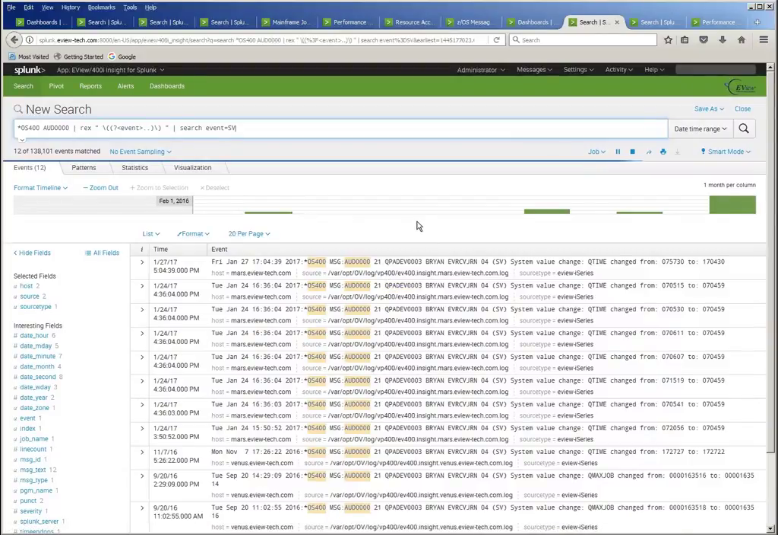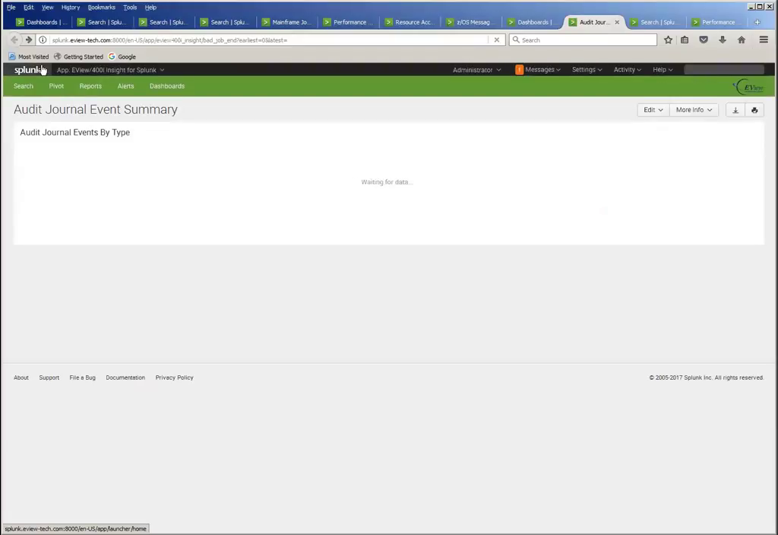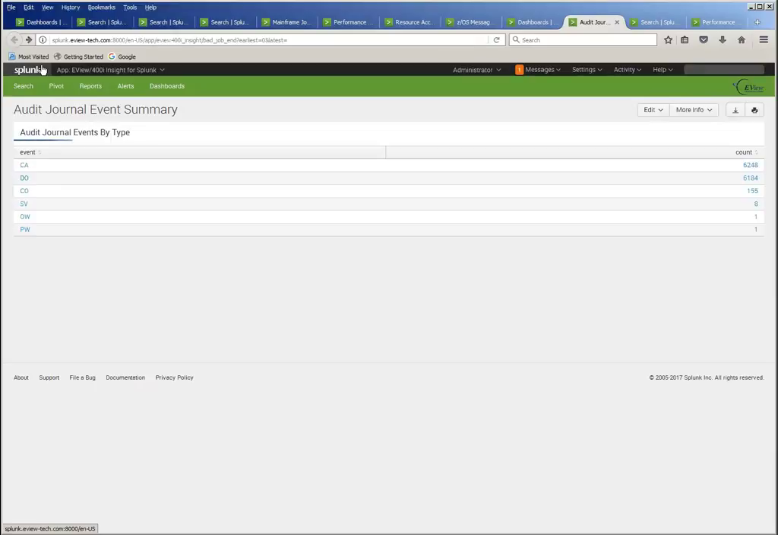Any other type of auditing that's being done, such as command auditing, or auditing of objects and who's allowed to change them. If you have any of that type of auditing turned on, any of that type of data could be collected and sent over to Splunk and made available for reporting and viewing.